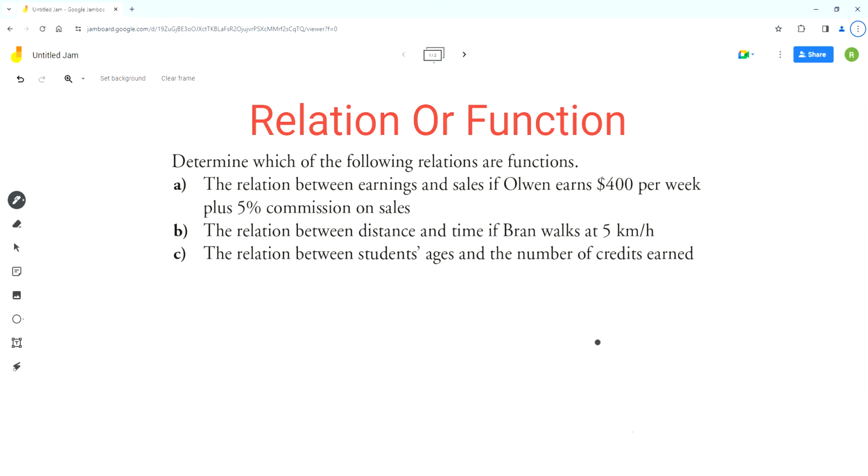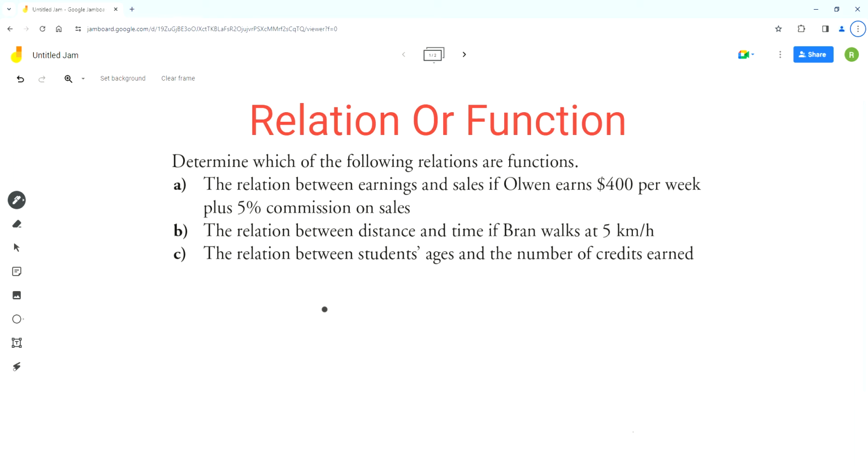So in this video, we'll find out whether these given situations represent a relation or function. First, let's try to understand how we know whether a relation is a function or not. A relation is a function if for every x value there is only one y value, or if for every value of the independent variable there is only one value of the dependent variable. So that's one way to find out whether a relation is a function or not.